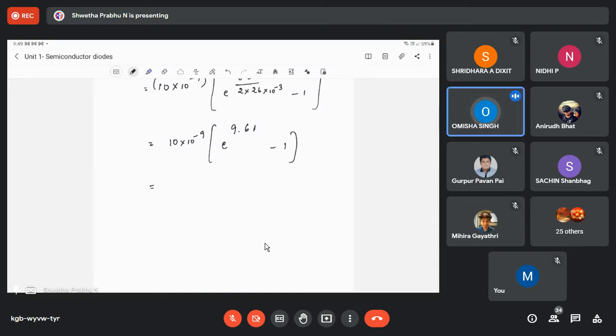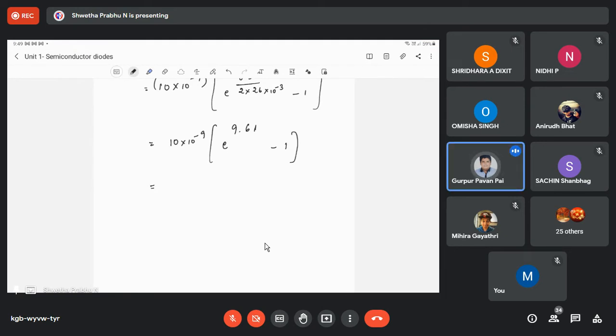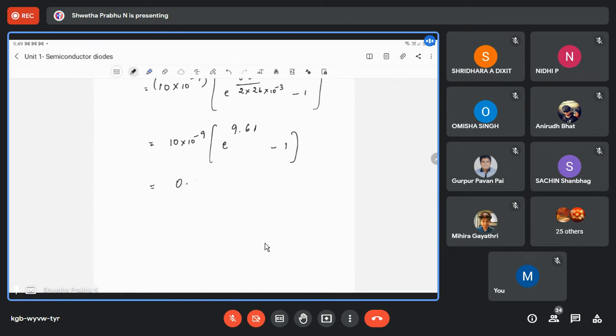Ma'am, we get 14,912. Such a big value. There is no milli, is it? 0.14 milliampere. Correct, correct. That is the answer. 0.14, 149. 149 milliamperes. Since we are dealing with forward current, you have to represent it in milliamperes.